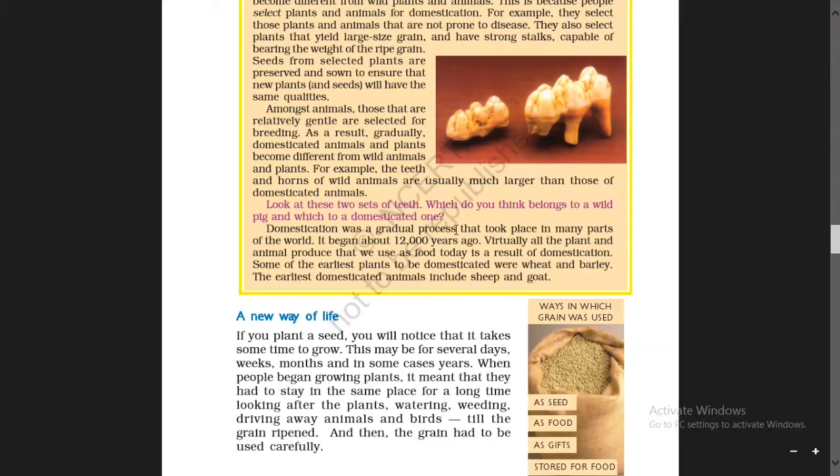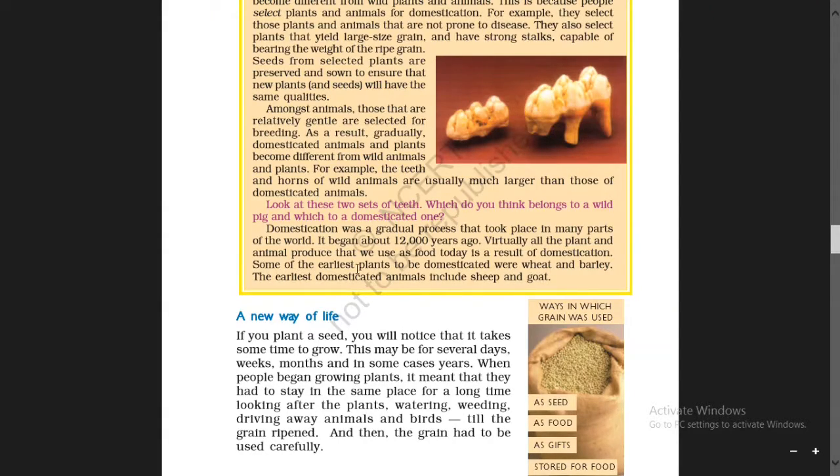Domestication was a gradual process that took place in many parts of the world. It was slow. It began about 12,000 years ago. Virtually means nearly or almost. Virtually all the plants and animal produce that we use as food today is a result of domestication. With the help of domestication, we mostly get it.